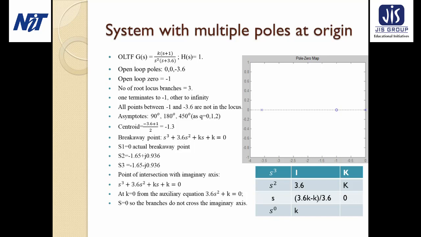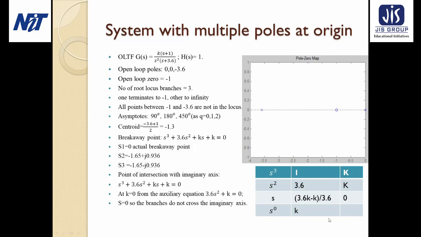Next we need to find the point of intersection with the imaginary axis, and for that we will take help from the Routh-Hurwitz criterion. First we are going to find the Routh table from the characteristic equation. The characteristic equation is 1 plus G(s)H(s) equal to 0, and it becomes s to the power 3 plus 3.6 s square plus Ks plus K equal to 0. To find the Routh table, we use the alternate coefficients, that is 1 and K, and for the next line it becomes 3.6 and K.